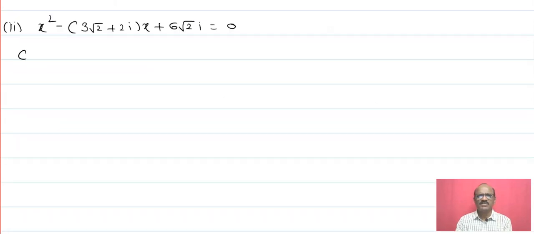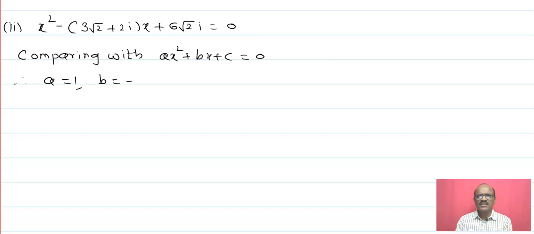It's a very lengthy problem. x square minus (3 root 2 plus 2i) into x plus 6 root 2 i is equal to 0. Comparing with x square plus bx plus c is equal to 0, a is equal to 1, b is equal to minus (3 root 2 plus 2i) and c is equal to 6 root 2 i.